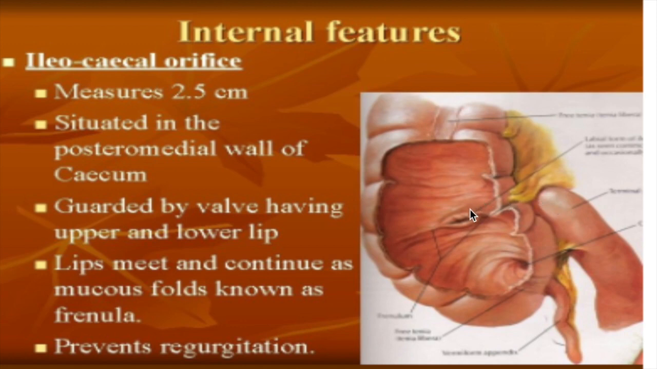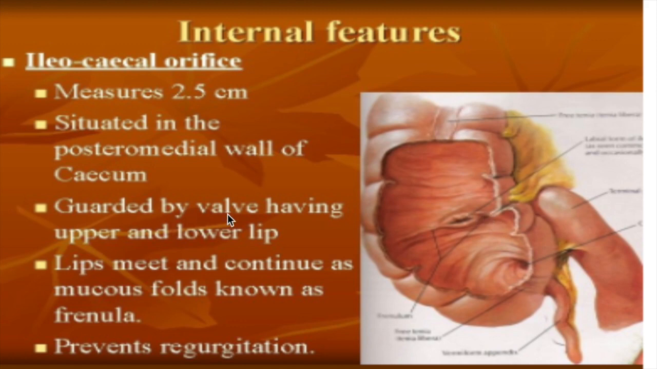It is open on the posteromedial aspect of the cecum through an orifice known as the ileocecal orifice. It measures 2.5 centimeters in its width, and it has two lips. The upper one appears to be horizontal, and the lower one is concave. These two lips meet at their ends. From the ends, we see further extension on the left side, which is rounded, known as the left frenula.